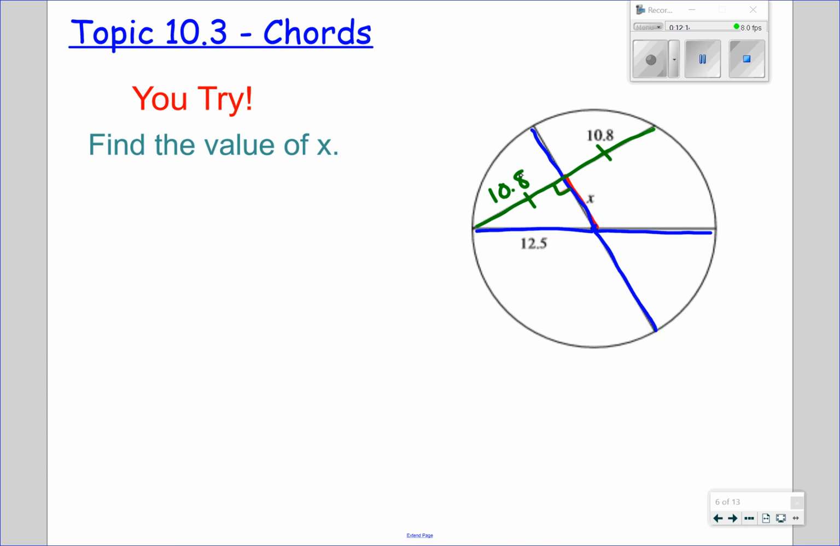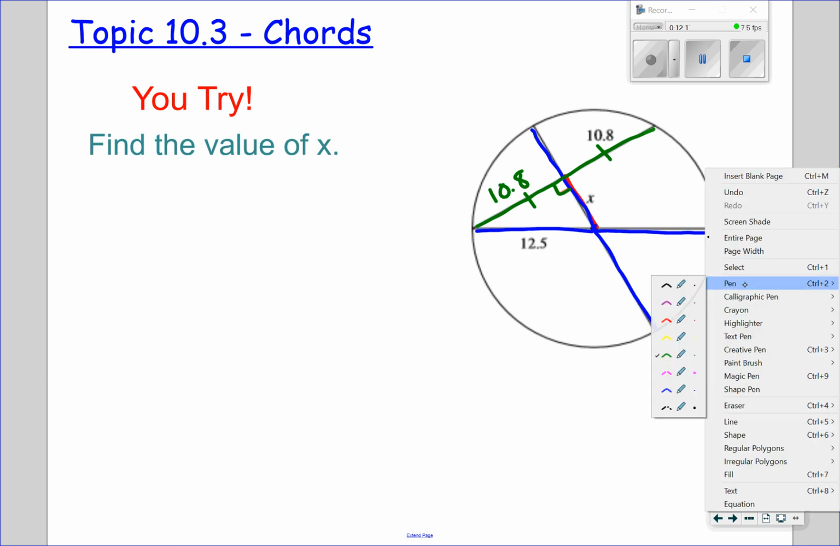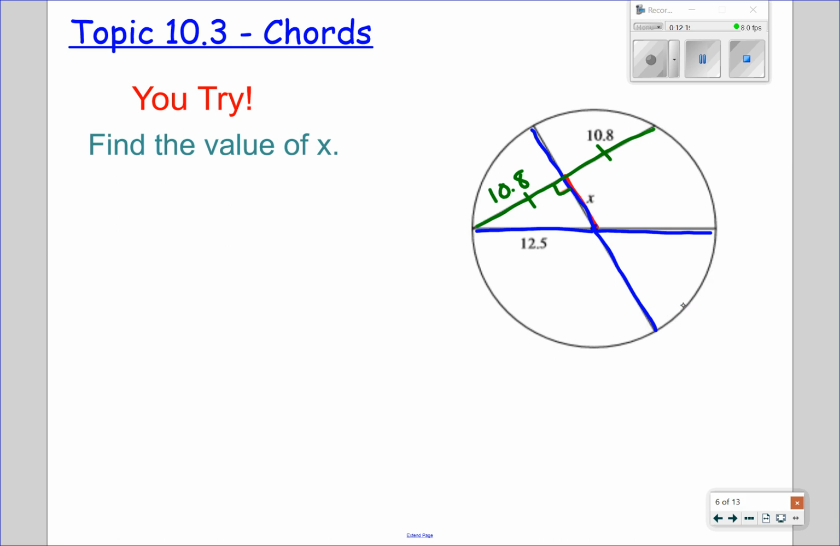Okay. Oh, now I see that I actually have a triangle here. And it's a right triangle. I know I can use the Pythagorean theorem with right triangles. So the radius in this case is across from the 90-degree angle. So this would be the hypotenuse. So I could say that 10.8 squared plus x squared equals 12.5 squared. Hopefully you got to this point.